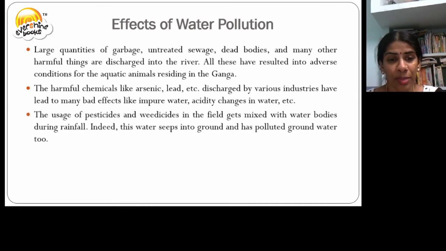The pesticides and weedicides used in the fields get mixed with the water bodies during rainfall. This water seeps into the ground and pollutes the groundwater too. This also pollutes the soil.